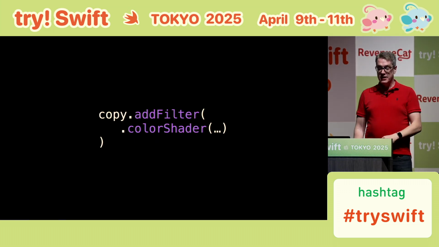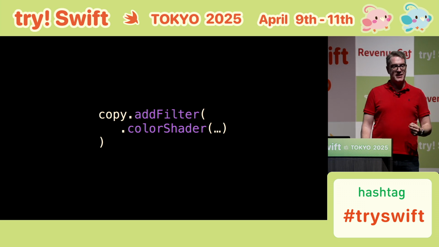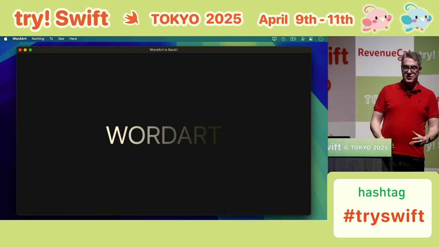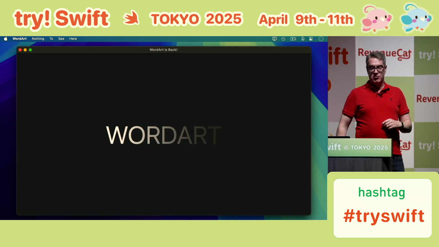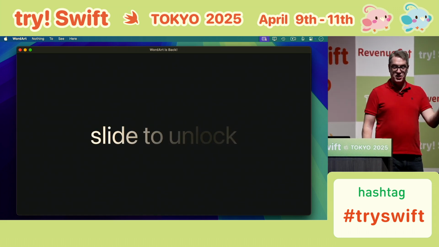Another useful shader is called a color shader. We can recolor individual pixels to create a different effect. For example, this is a gray to white animating gradient. It's not a lot, but it might also seem familiar for the older folks in the room if we change a text from word art to something like slide to unlock.